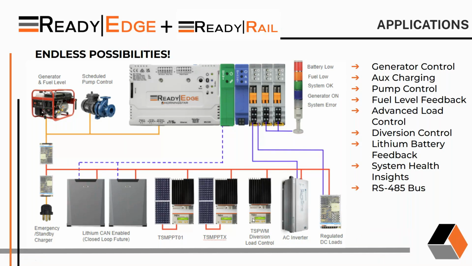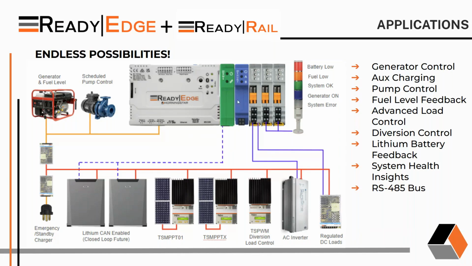I'm going to use a TriStar PWM for load control or maybe diversion control. The TriStar PWM is an excellent diversion or load controller, and it's got some features. We won't go into them today. But so for example, when your battery voltage gets low in this system, we may choose to turn off some of our loads using the Ready Relay.